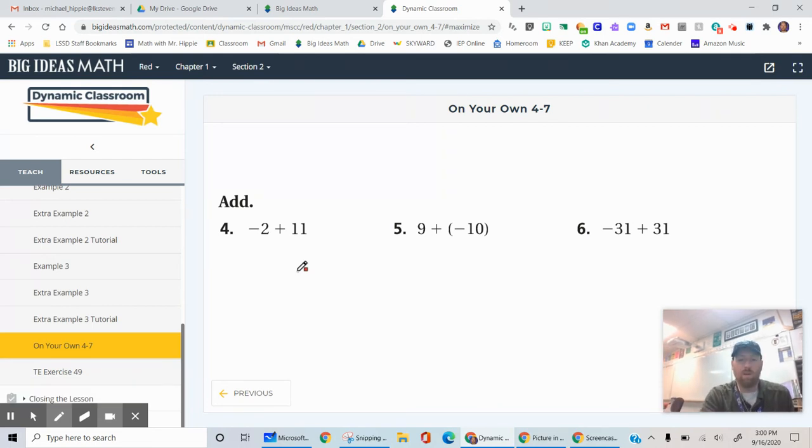So number 4, I've got a negative 2 and a positive 11. So 11's my bigger number, right? So I can just take 11 minus 2, and you should get an answer of 9.